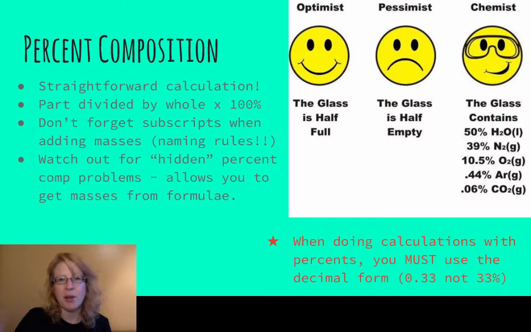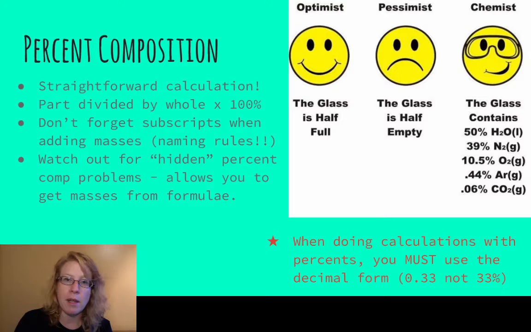All right. So in review, percent composition is pretty straightforward. It's part divided by whole. It's the mass of the element divided by the mass of the whole compound. Don't forget to multiply by 100 to give me the percent, but then don't forget that when you're actually doing calculations with it, that you turn it back into its decimal.